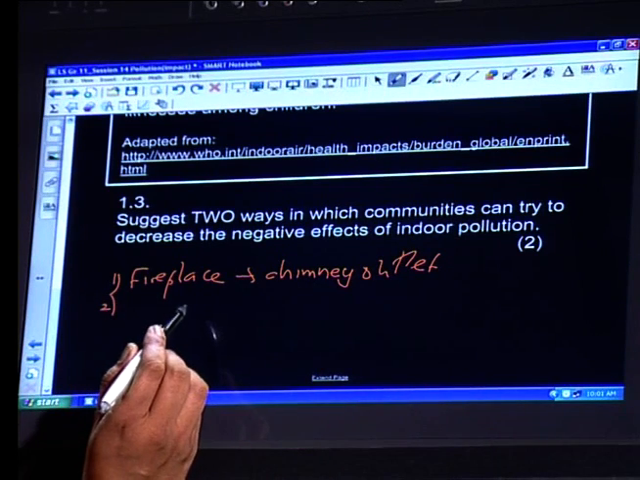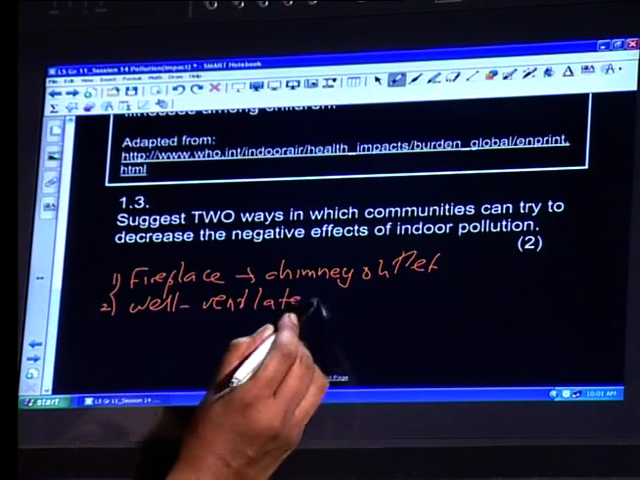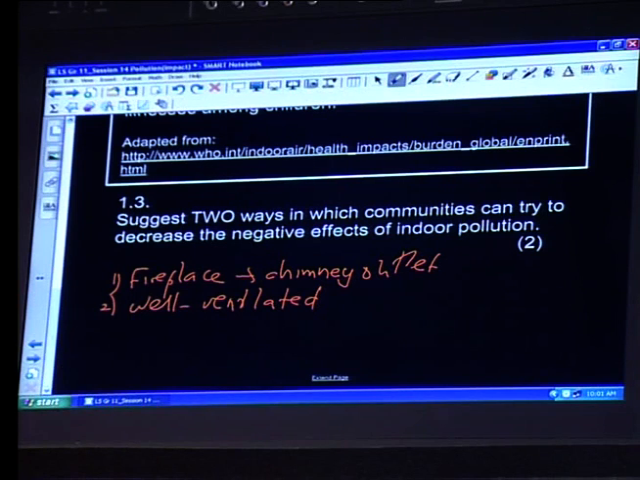The second thing, if you're burning a fire, the area needs to be well ventilated. The doors and the windows need to be open. So the rooms need to be well ventilated. Right, that's the 2 ways. So it needs to be well ventilated. There needs to be a chimney outlet.